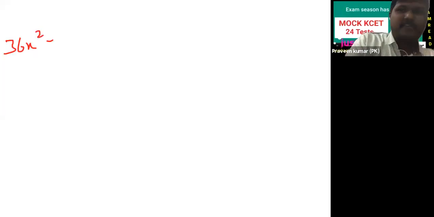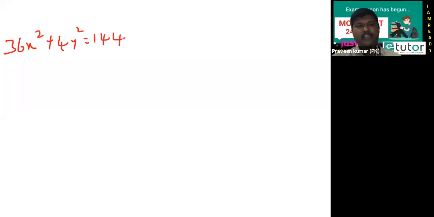36x square plus 4y square is equal to 144. My dear student, they didn't give it in a proper way. You can convert into proper form of x square by a square plus y square by b square form. Everyone, you can find a square, b square, find c square, find c, substitute vertices, focus, length of major axis, minor axis, eccentricity, and the length of latus rectum. Everyone, fast. Who will say first answer? One more question free.